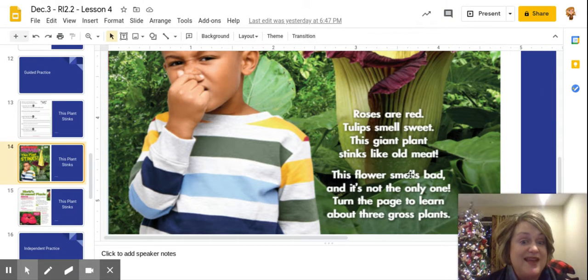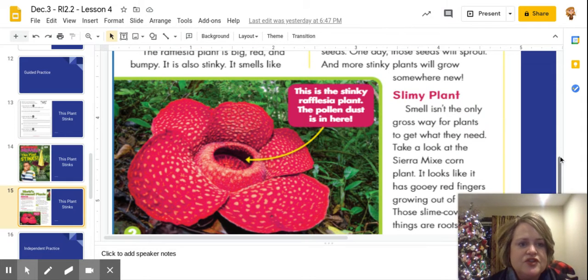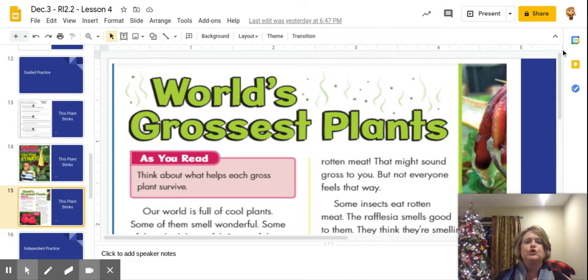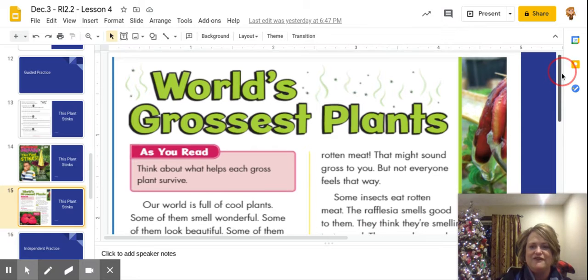Flowers that smell bad. It's got this flower smells bad. But before we decide, those are a couple of ideas. Before we decide, let's go ahead and look at the next page. So at the top of our page, it says world's grossest plants. It says, as you read, think about what helps each gross plant survive.